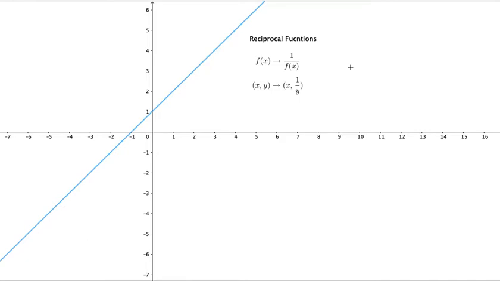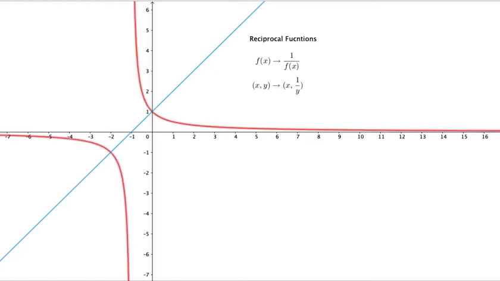We can take a look at this from a transformation point of view. If f of x has a point (x, y), we can graph the reciprocal function by simply taking the reciprocal of the y coordinate. So point (x, y) is on f of x. That means that point (x, 1 over y) is on the reciprocal function. If I was to graph the reciprocal of this blue line, it would be this. The red is the reciprocal function of the blue.